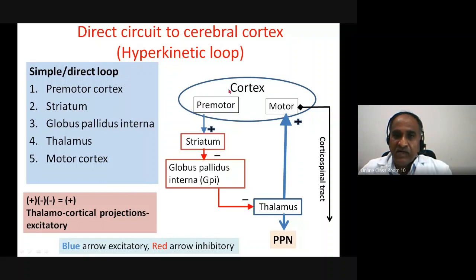Yesterday, I mentioned what happens to this direct path, because you have one transmitter here, an excitatory transmitter. This is GABA here, inhibitory transmitter. GABA here, inhibitory transmitter. And then glutamate here, the excitatory transmitters. The product of plus, minus, minus, plus, minus, minus would be plus. So that means the impulses reaching the motor cortex and the pontopeduncular nucleus are excitatory in nature, and they produce increased or hyperkinetic activity. So that is why the arrow thickness is more. This is about the direct circuit.